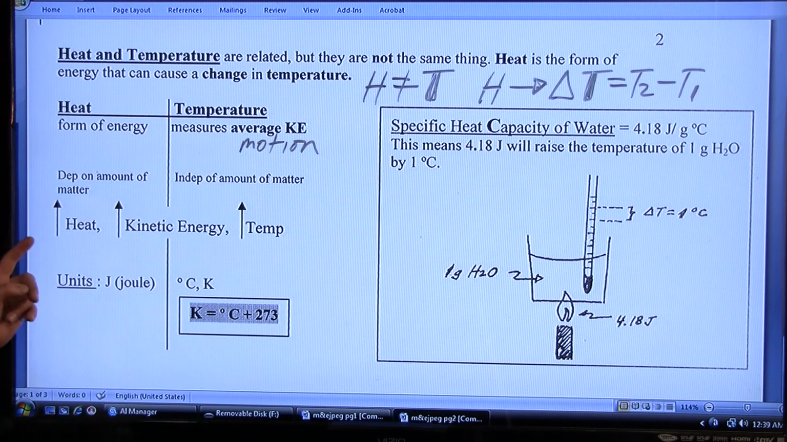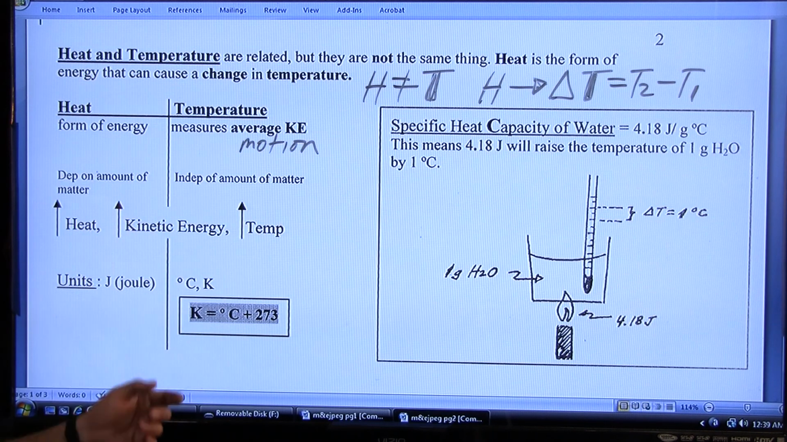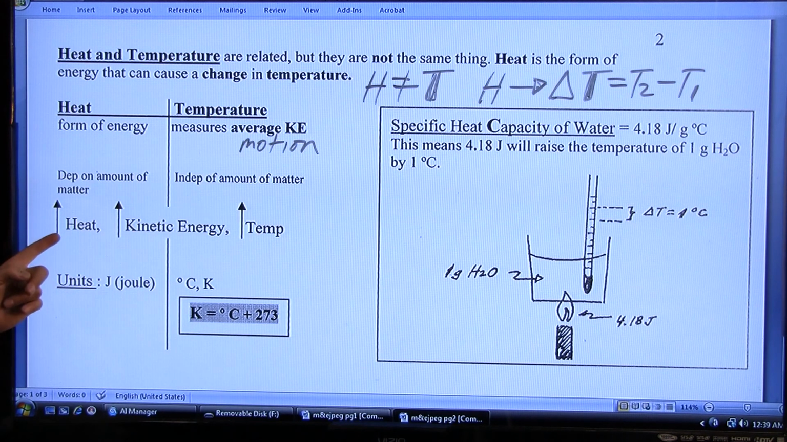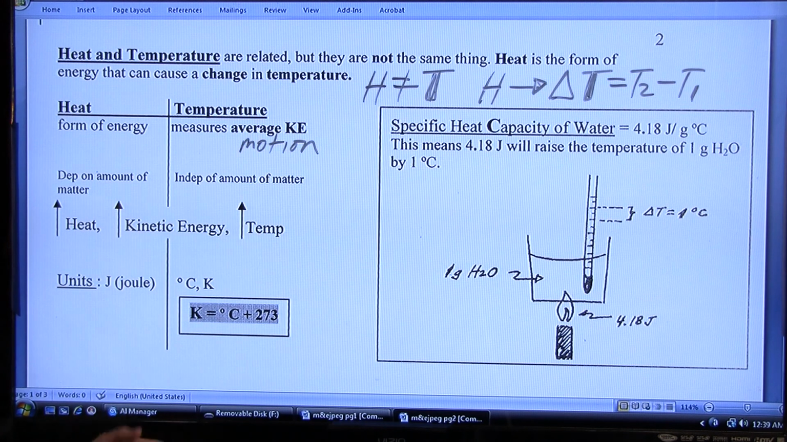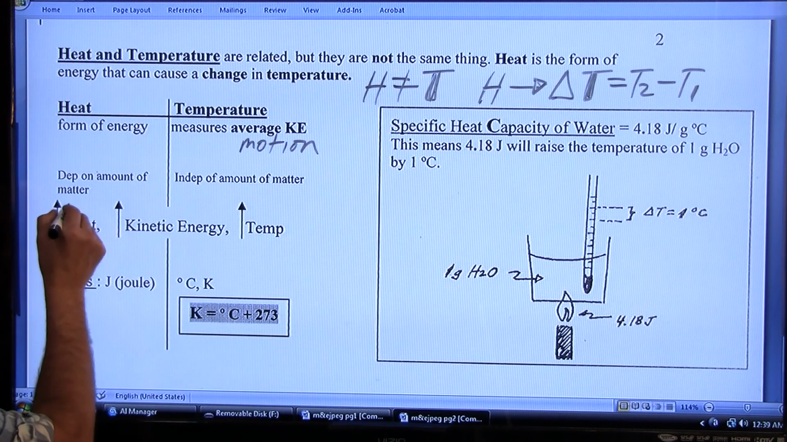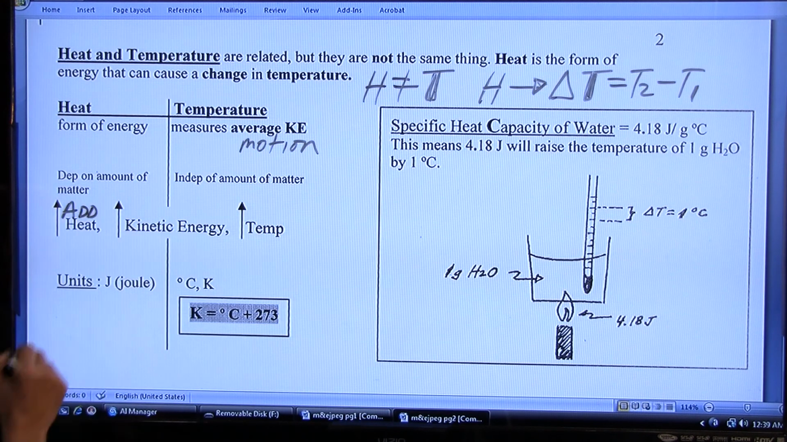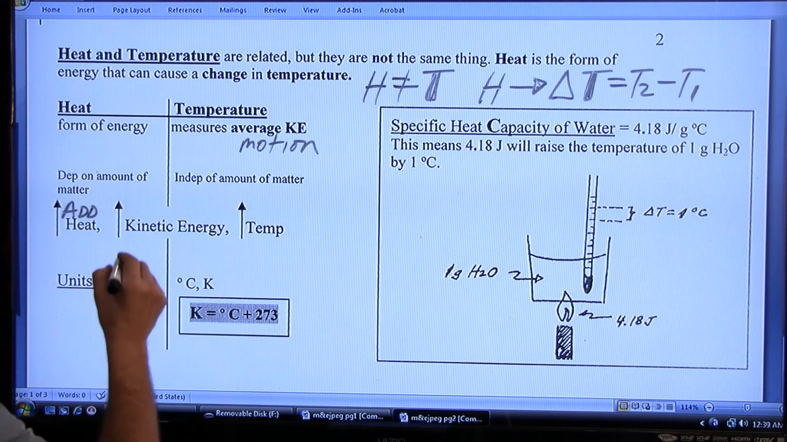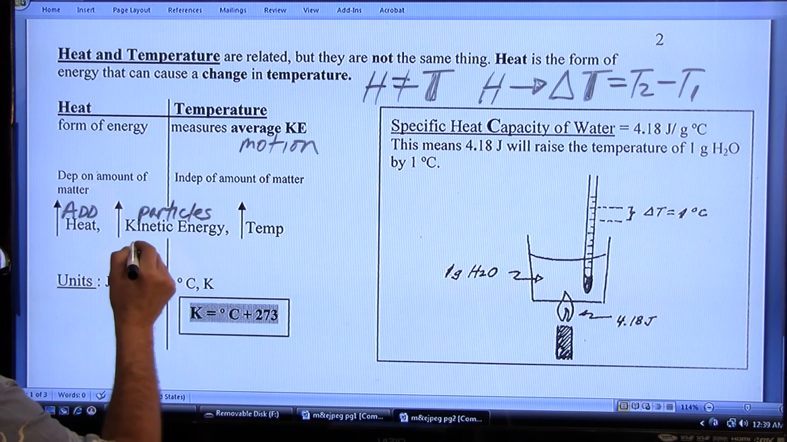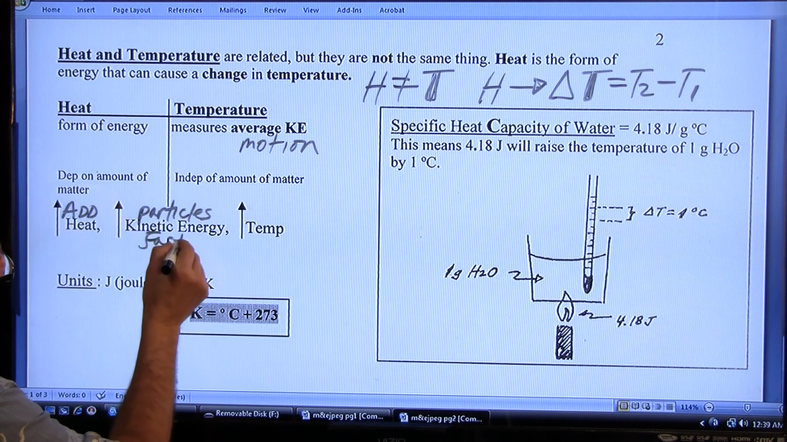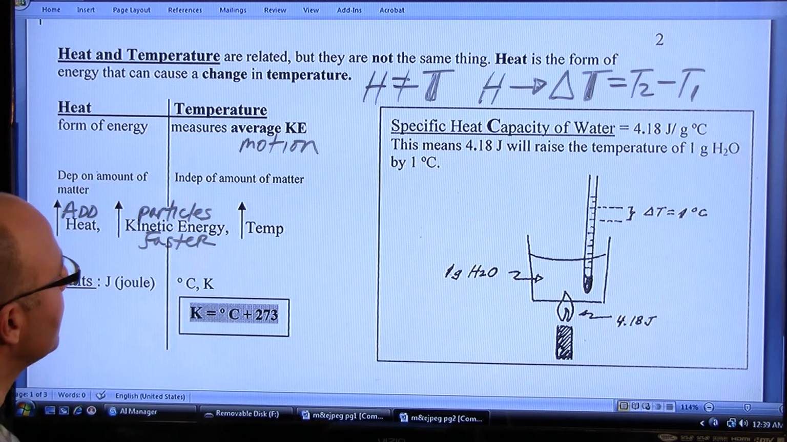The bridge between heat and temperature, another way of saying this, is kinetic energy. If you increase heat, kinetic energy will increase, which means the particles will move faster, and the temperature will increase. So if you add heat, kinetic energy increases. Particles move faster. And as a result, the temperature rises.